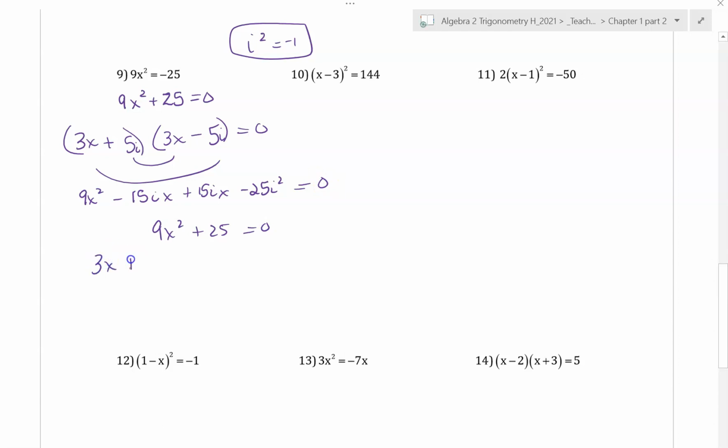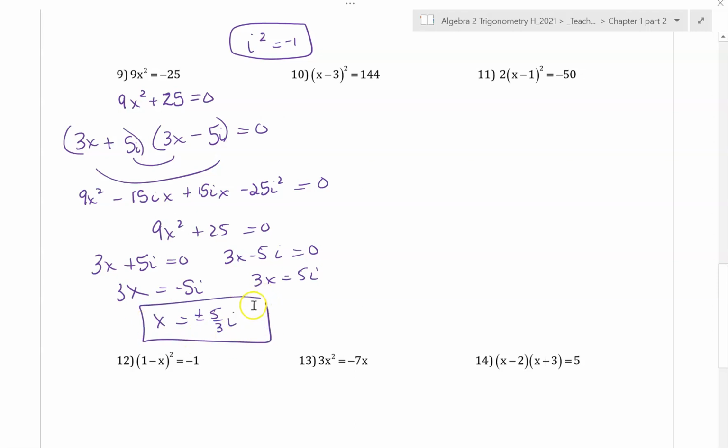So now 3x plus 5i equals 0, or 3x minus 5i equals 0. So we have 3x equals -5i or positive 5i, so x is plus or minus 5/3 i. All right, take a look at number 10.